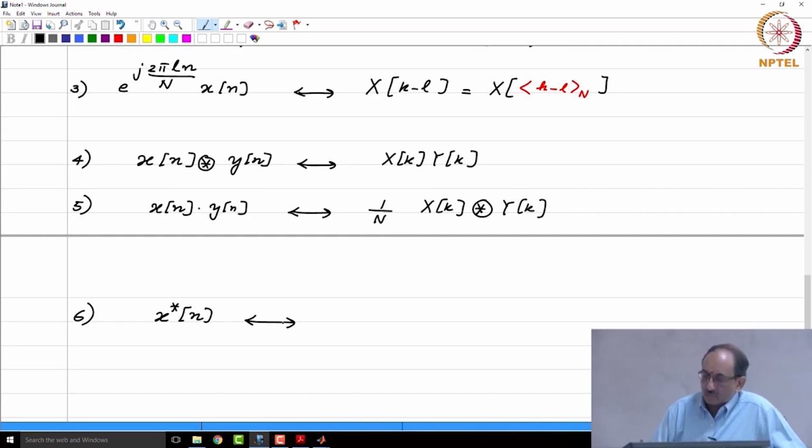X star of n, remember the corresponding DTFT property was x star of n had DTFT X star of e to the minus j omega. Therefore, you can expect this to be X star of minus k, but immediately X star of minus k is nothing but X star of, remember every index is index mod cap N. Therefore, X star of minus k is really X star of N minus k.